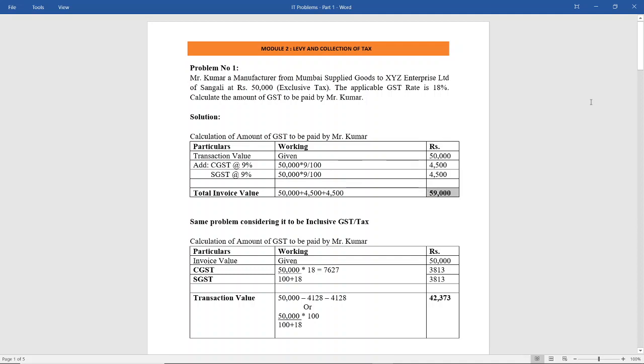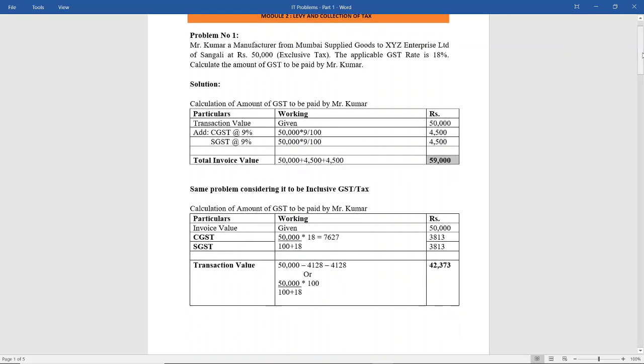Okay. Now suppose if the same problem was inclusive GST. Now here instead of exclusive, if the same problem was inclusive GST, let us see how it is to be done. So the same problem considering it to be inclusive GST or taxes. Calculation of amount of GST to be paid by Mr.